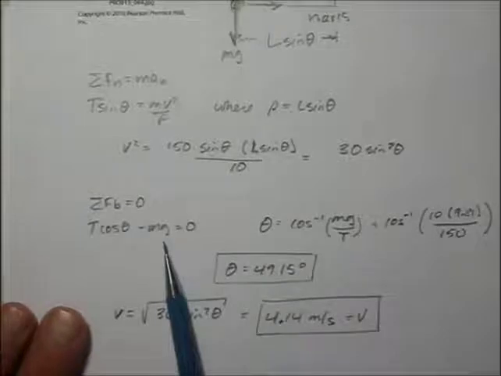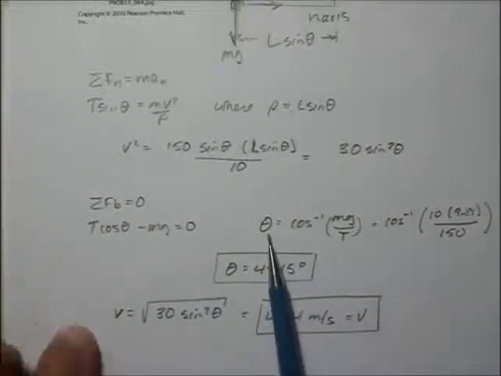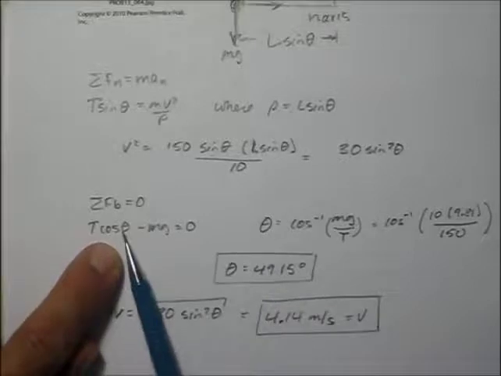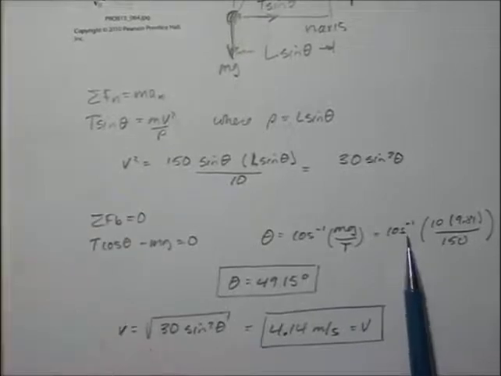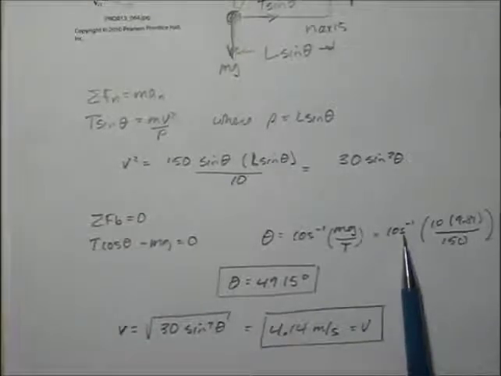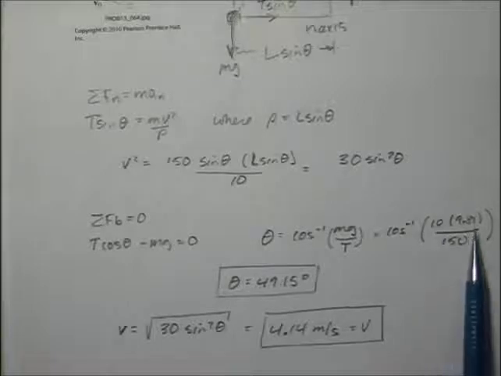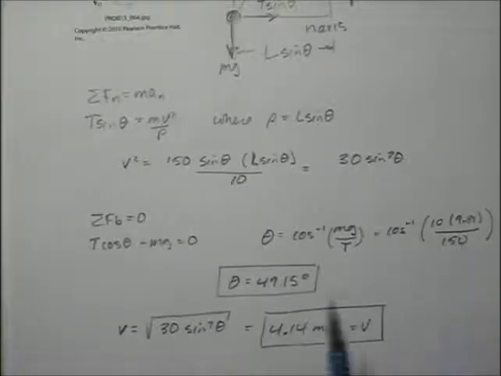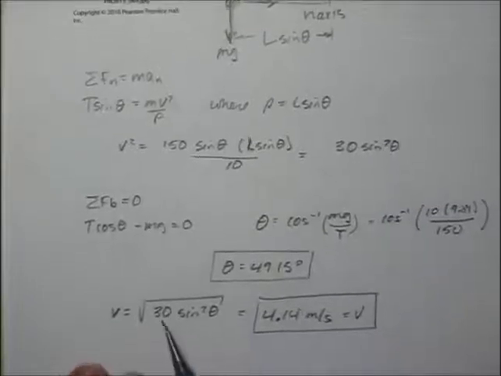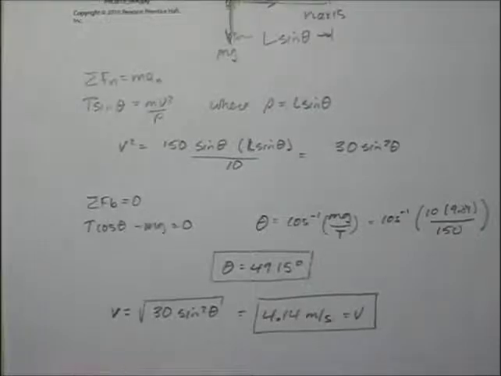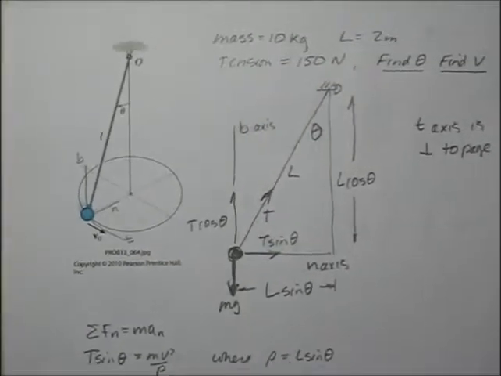When I do that, I can solve this for theta is equal to inverse cosine of mg over T, and I've got some pieces here. Inverse cosine of m, which is 10 kilograms, times g divided by the tension, which was given, and I can find that theta is equal to 49.15 degrees. Plugging that theta back into my v equation right up here, I can say that v is equal to 4.14 meters per second. Okay, well, that gives you a little picture of how to get started with some of these NTB problems, and we'll do some more in class.